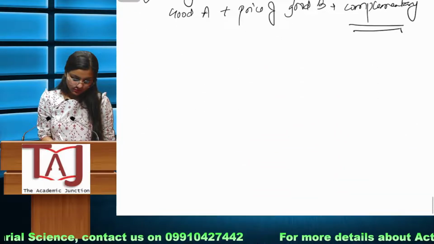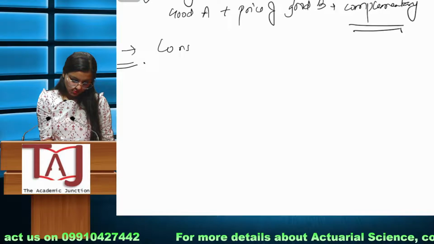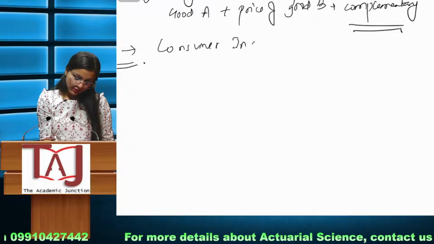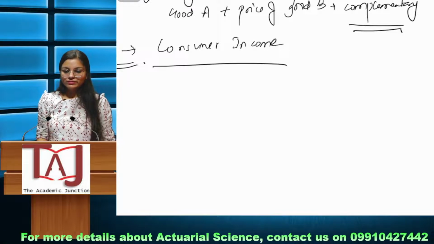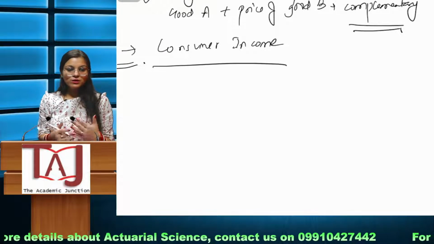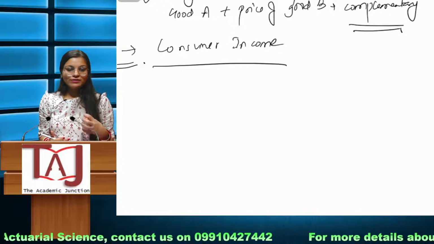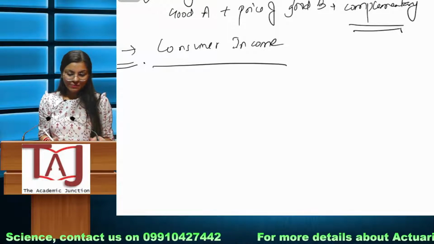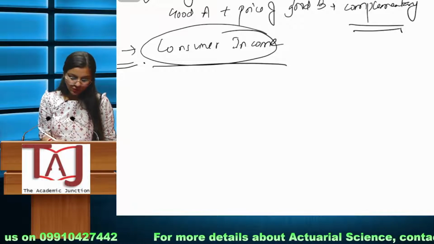The next factor that impacts my demand is consumer income. We just discussed why the law of demand is there: when the price of a particular good rises, the real income has fallen. Why is there a fall in real income? Because the purchasing power has dropped. Now what happens as a result of changes in consumer income?